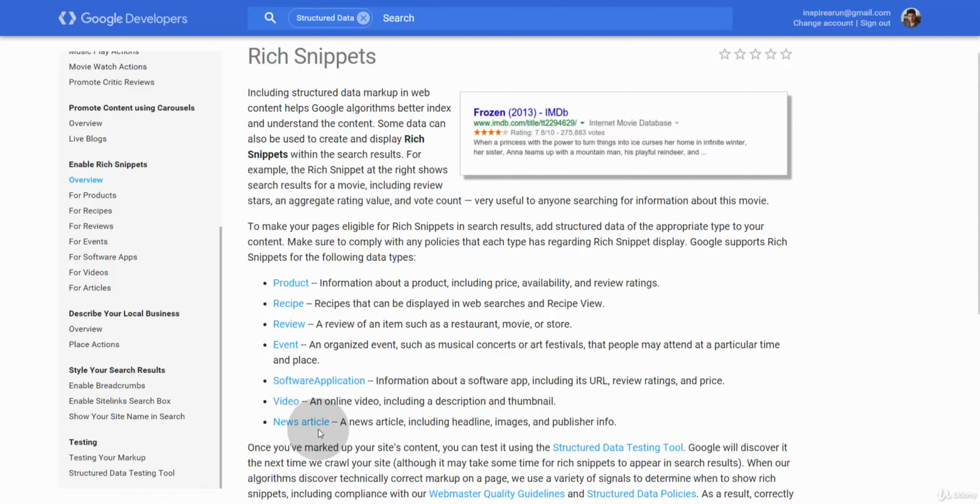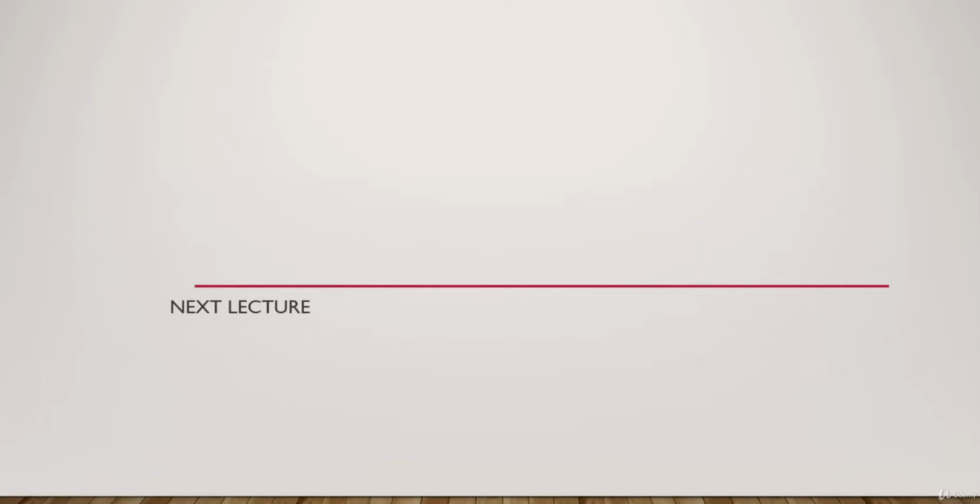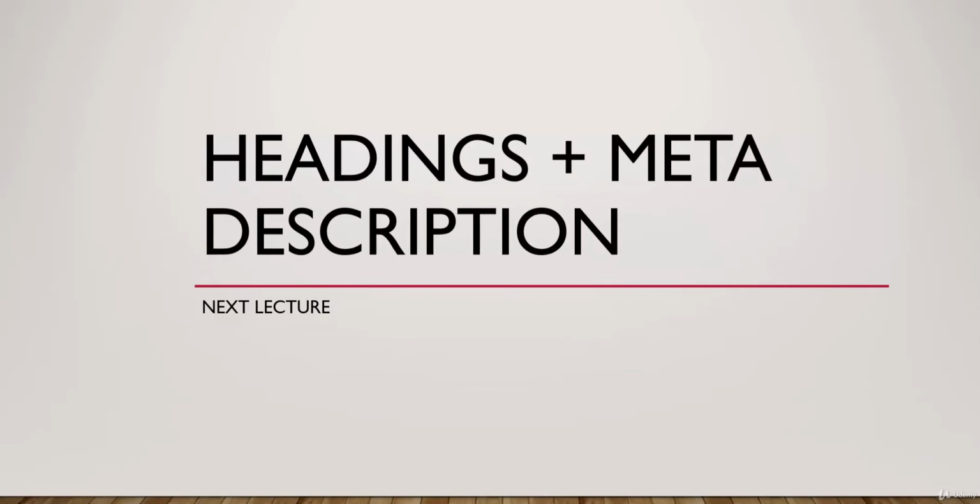The most common rich snippets that are used by websites are related to video, that is, movies and TV series. You can see the famous IMDb website, which uses the movie rating as a rich snippet. The second most used rich snippet belongs to the product or online e-commerce sites. In the next lecture, you are going to learn how to use the headings and meta description tags to increase the CTR of your post in Google search results.